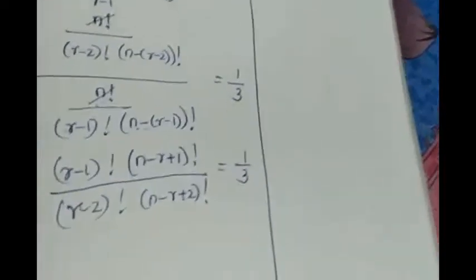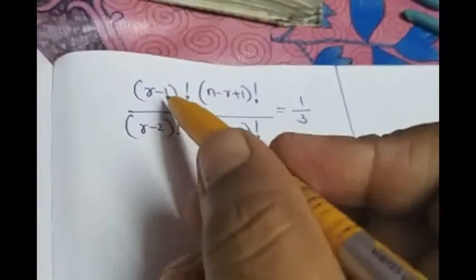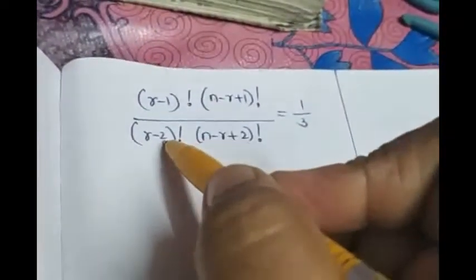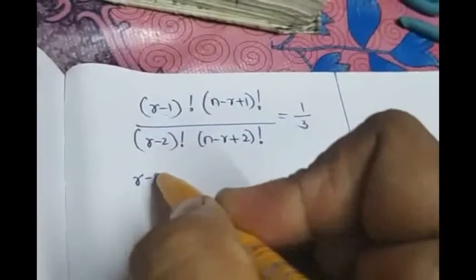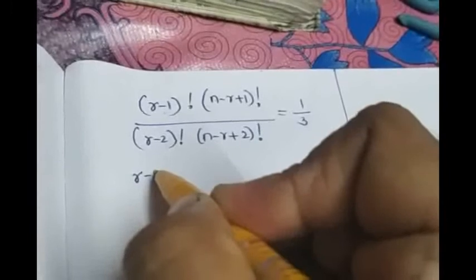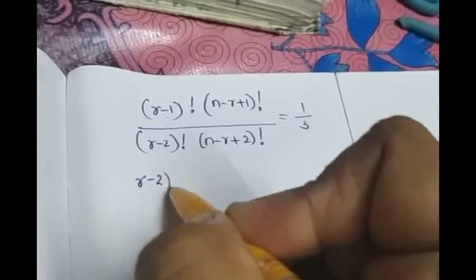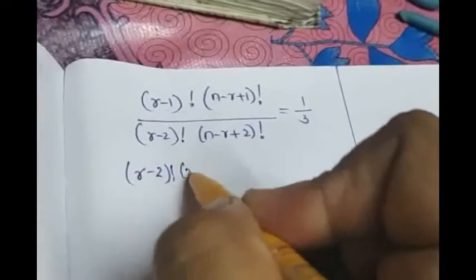Just to simplify that, out of r-1 and r-2, which is the greater one? r-1, isn't it? So we can rewrite (r-1)! as (r-2)! into (r-1).